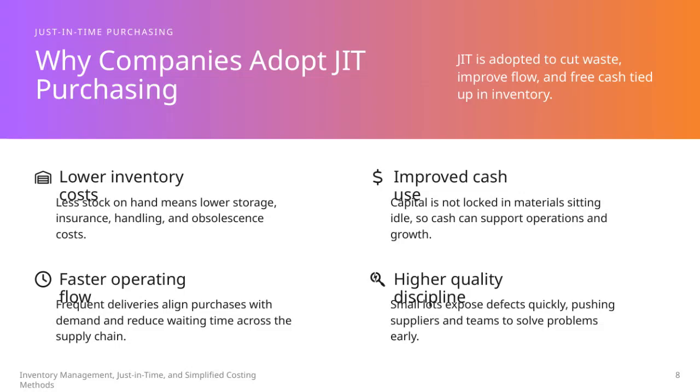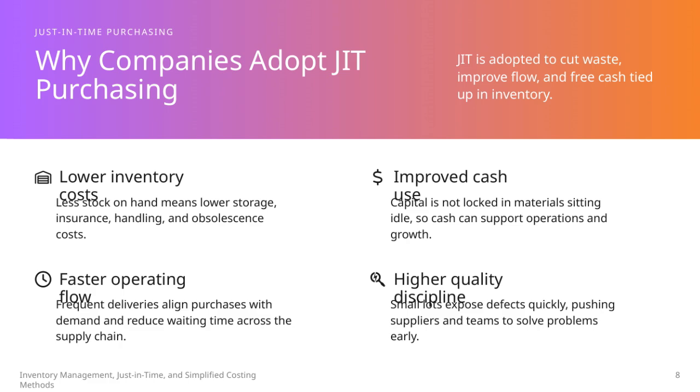Just-in-time purchasing is a strategy companies use to streamline operations and improve efficiency. One of the main reasons firms adopt JIT is to cut waste, enhance workflow, and free up cash that would otherwise be tied up in inventory. By keeping lower inventory levels, companies save on storage, insurance, handling, and costs associated with obsolete stock. This means less money is spent on maintaining large inventories and more funds are available for other parts of the business.